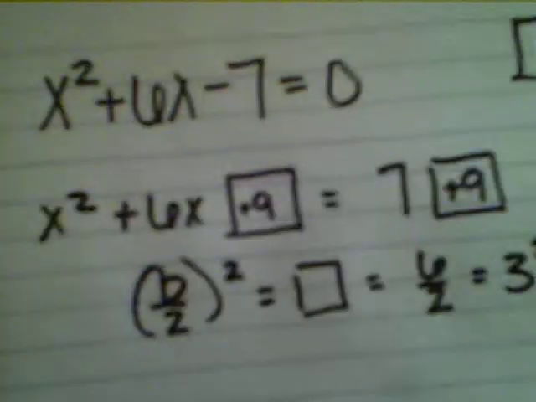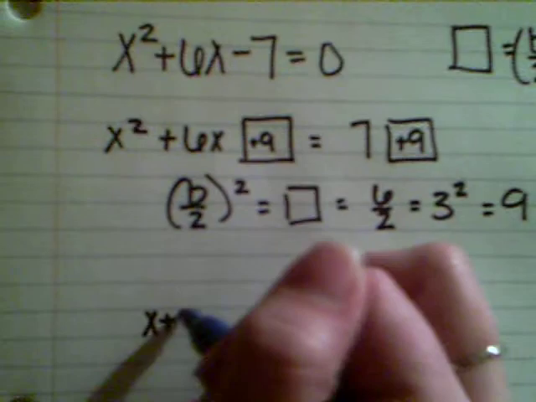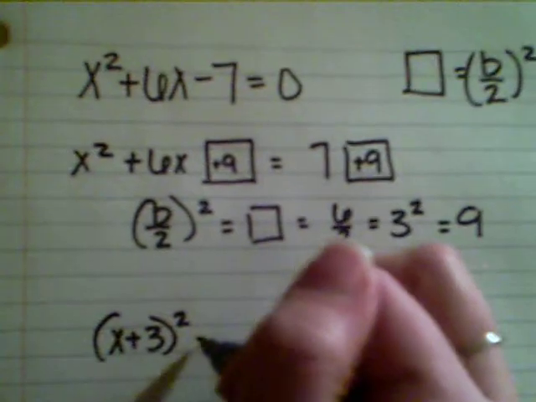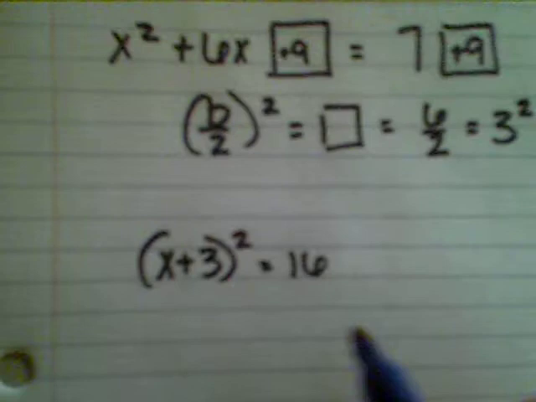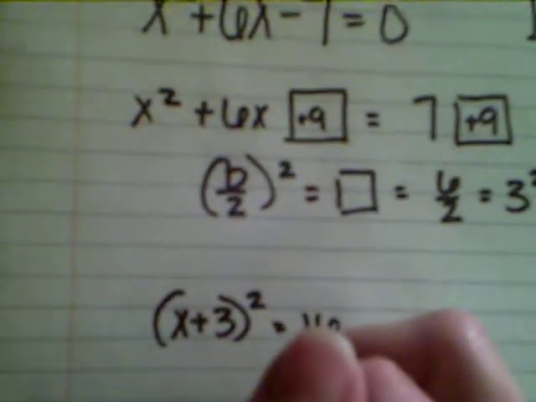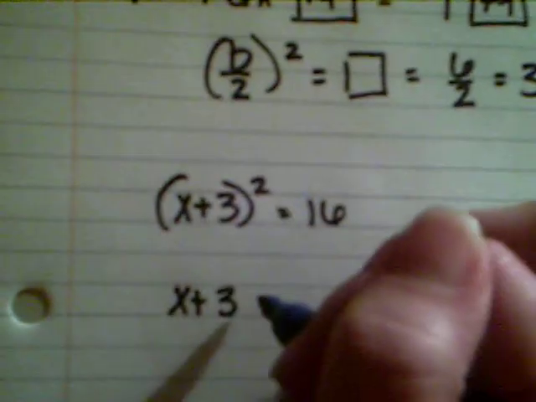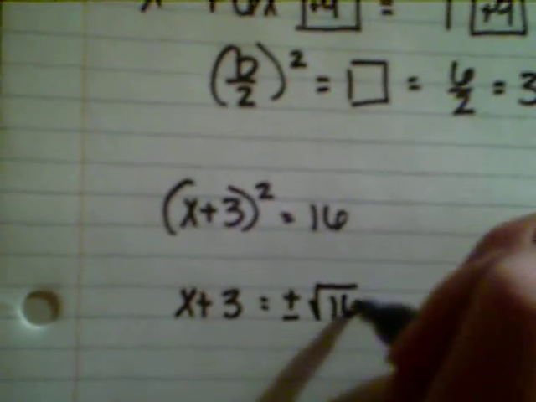So you're going to rewrite your perfect square, which is x squared plus 6x plus 9, as x plus 3 squared, and it's going to equal 7 plus 9, which equals 16. Now, you physically took the square root of both sides, so you have to remember to include your positive and negative sign. Therefore, x plus 3 equals positive or negative square root of 16.